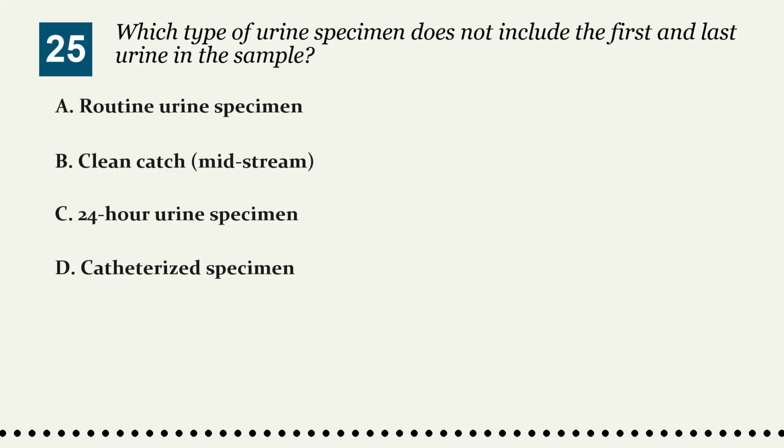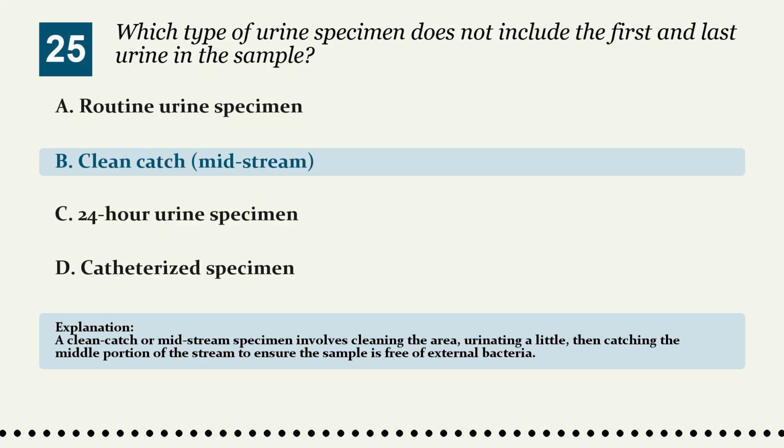Question 25. Which type of urine specimen does not include the first and last urine in the sample? Option A, routine urine specimen. Option B, clean catch, midstream. Option C, 24-hour urine specimen. Option D, catheterized specimen. The correct answer is option B, clean catch, midstream. A clean catch or midstream specimen involves cleaning the area, urinating a little, then catching the middle portion of the stream to ensure the sample is free of external bacteria.